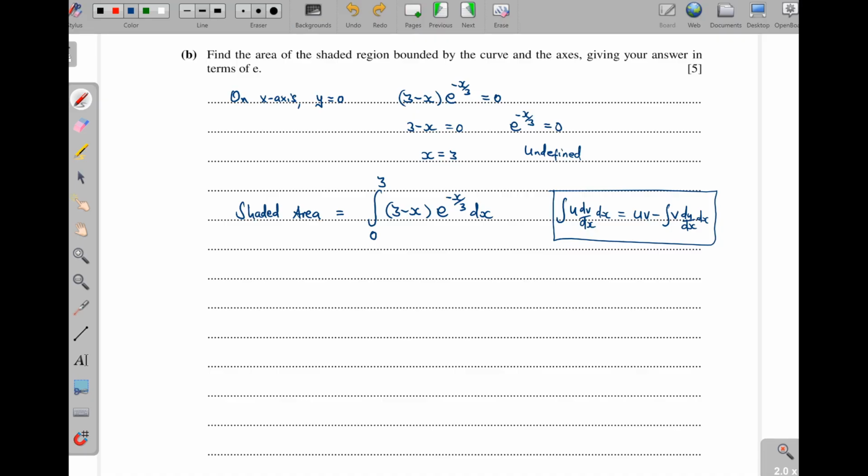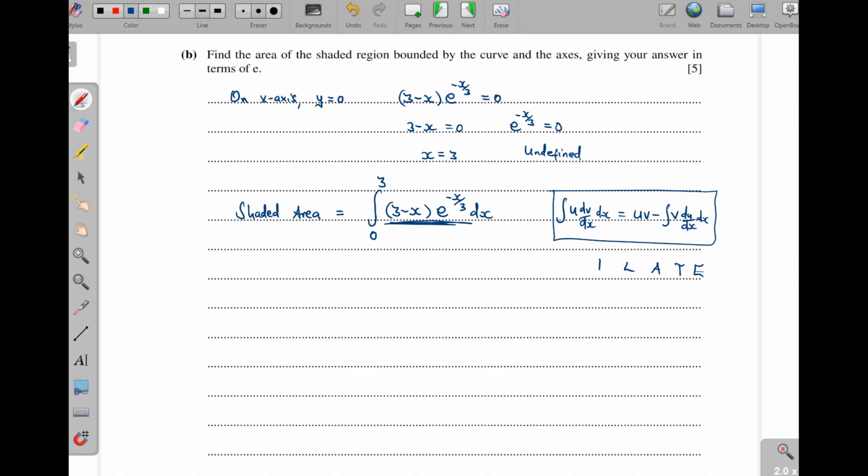How do you know which function to differentiate, then which one to integrate? You use this acronym ILATE. Now, I represents inverse trigonometric functions. L is for logarithmic functions. A is for algebraic functions. T is for trigonometric functions, because trigonometric functions are treated differently from inverse trigonometric functions. And then E is for exponential functions.